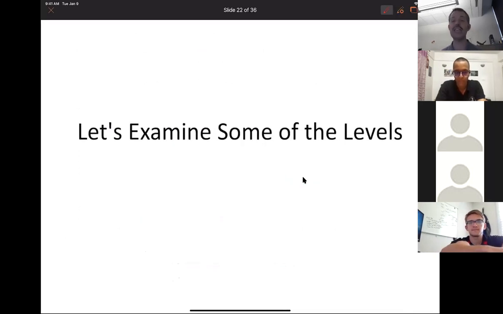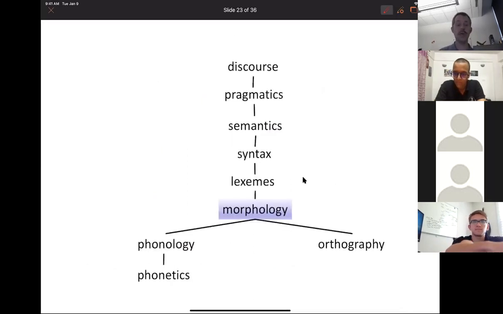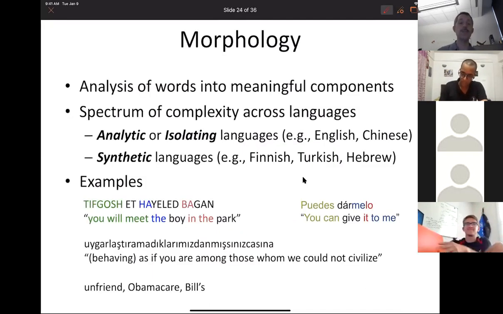So let's look in greater detail at some of the levels of representation. Let's start with morphology, one of my favorites. Morphology is about the analysis of words into meaningful components. And different languages have different degrees of morphological complexity. There are languages that are called analytic or isolating languages, like Chinese and to a lesser degree English, where words don't have a lot of internal structure. Most words just have one meaningful unit.